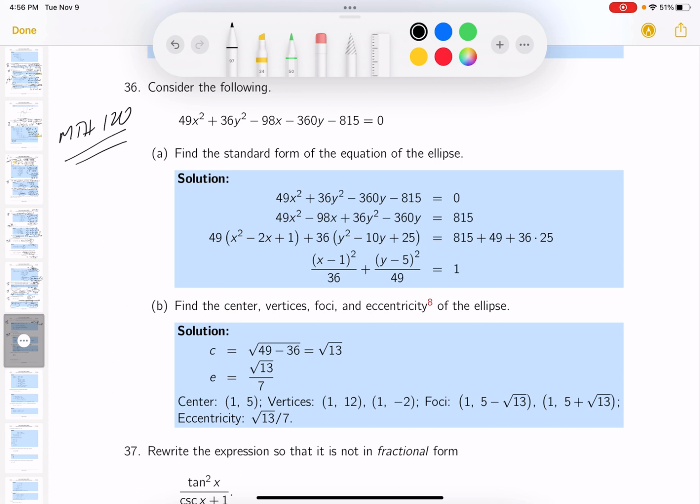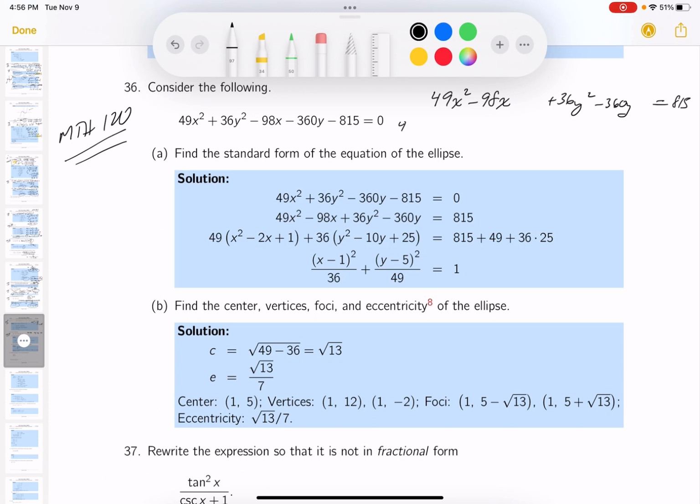Let's go through that. And I'm going to collect the x's together first. That's 49x squared, let's see, minus 98x. They're generally pretty kind about the numbers, by the way. And then it's going to be plus 36y squared, let's see, minus 360y. And then you're going to put the constant on the side, which is 815. I'm going to factor it now.